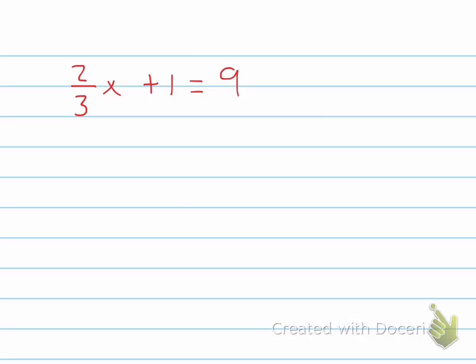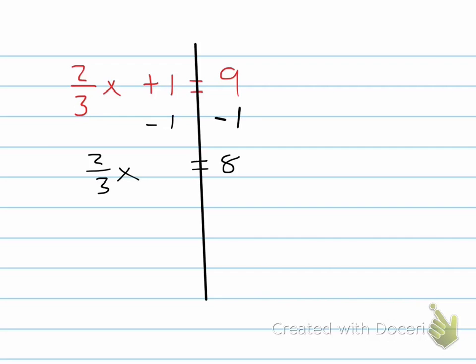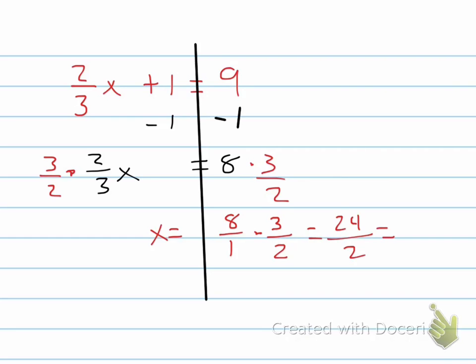Last but not least, this problem. So I subtract 1. Let me draw my line down. Subtract 1. So I'm left with 2/3 x equals 8. Now to get rid of this, multiply by reciprocal. Okay? So x would equal 8 over 1 times 3 over 2, which equals, okay? I'm going to let you guys solve now.